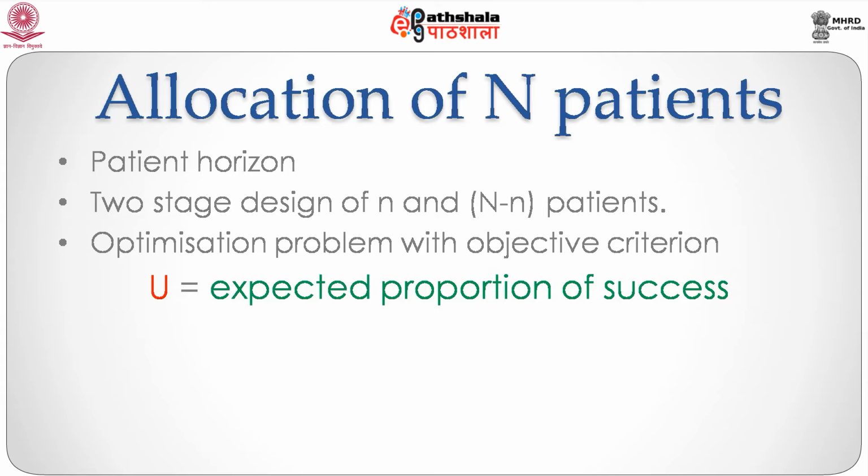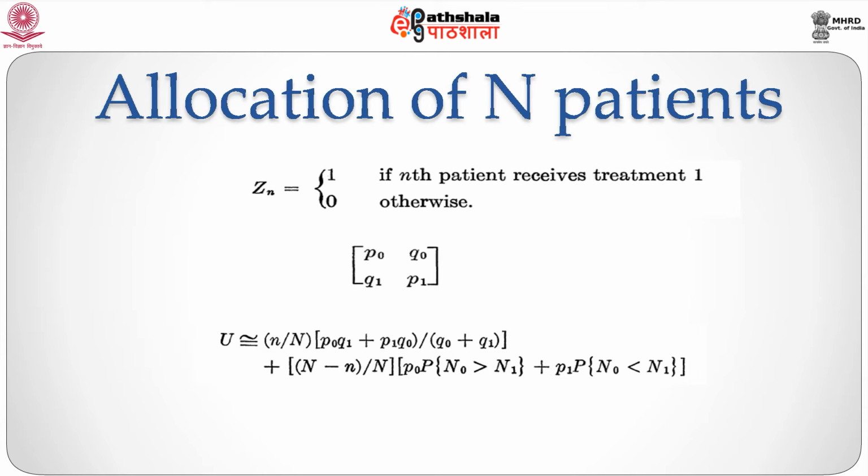Zelen in his paper considers as the utility function the expected proportion of success. Note that both utility functions result in the same optimum value. That is, if we maximize the expected proportion of patients on the better treatment, it is equivalent to maximizing the expected proportion of success in the trial.